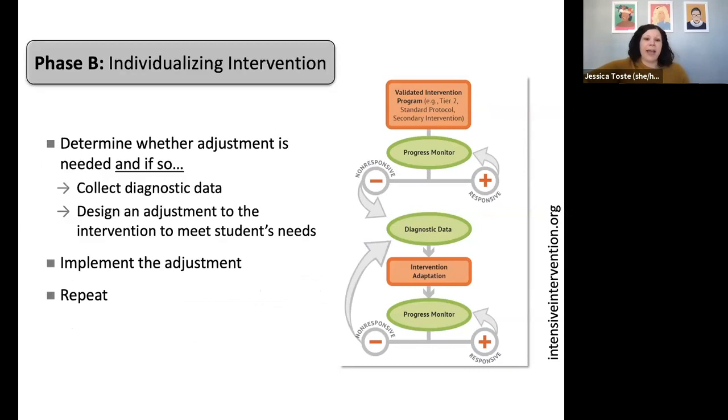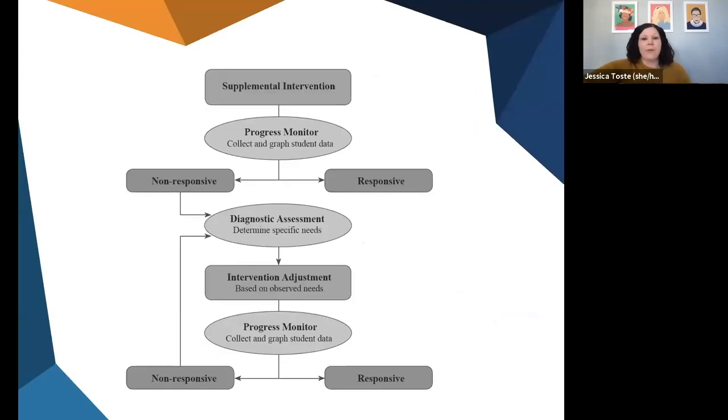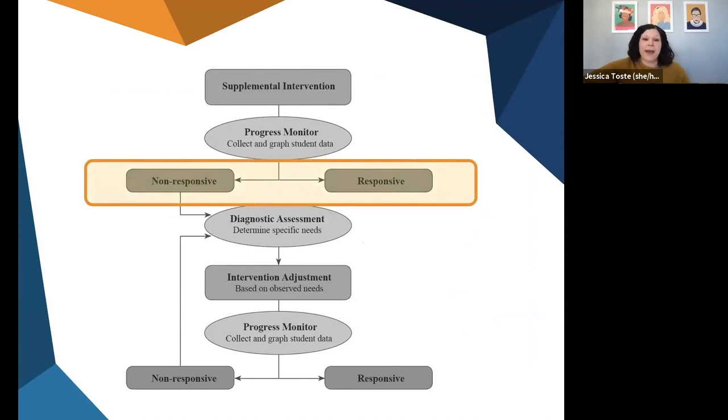The second phase of DBI is the individualizing intervention aspect. So when using the student's progress monitoring graph, we would determine whether an adjustment is needed. And if so, we'd collect diagnostic data to understand how to adjust that student's instruction and what they might need. Then we'd implement the adjustment and repeat over time. So if we show kind of a summarized version of this model here, we see we implement an intervention, we monitor progress, we decide whether or not a student has been adequately responsive to the intervention, and then we make adjustments from there. So this aspect of the DBI model is what we're going to focus on in our presentation today. This part of intensive intervention where a teacher has to decide whether or not a student has been adequately responsive to the intervention and whether or not they're going to make an adjustment.